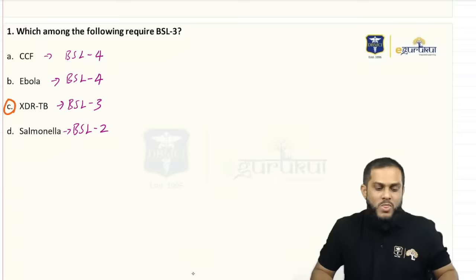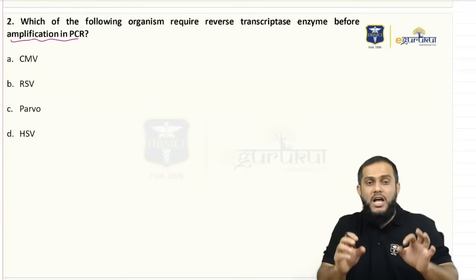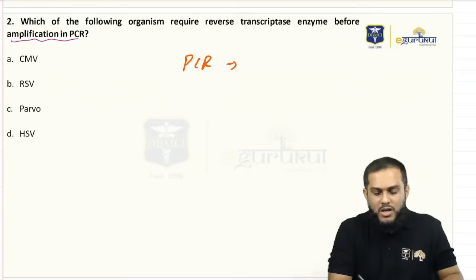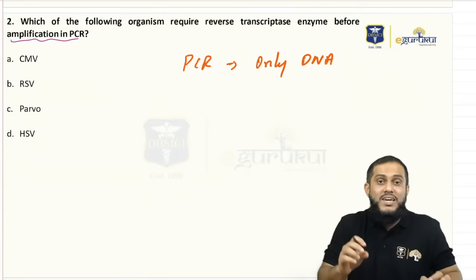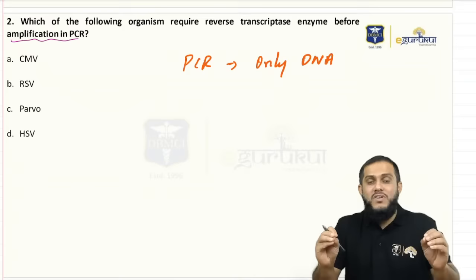Moving on to question number 2: which of the following organisms requires reverse transcriptase enzyme before amplification in PCR? If you attended my class, I have told you that PCR can amplify only DNA. As it can amplify only DNA, we can detect only DNA-containing organisms. All organisms have DNA except RNA viruses, which have RNA but no DNA.